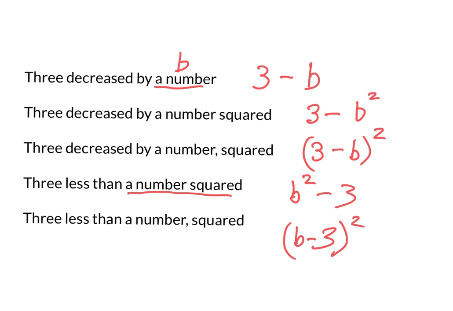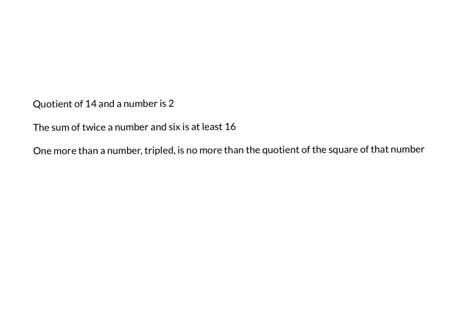If it were adding, the order is not as important. 3 more than a number would just be 3 plus b or b plus 3. They are the same value. But if we were to look up at this first thing up here, if we had b minus 3, those two are very different numbers. So how you do it, especially when we're talking about subtraction, matters.